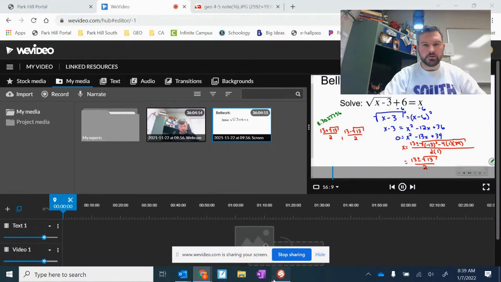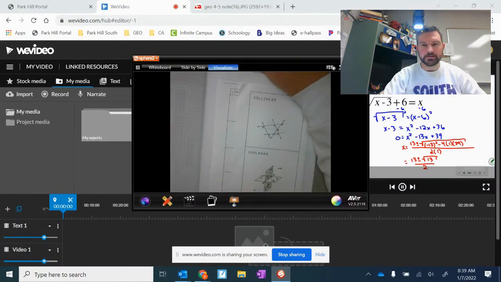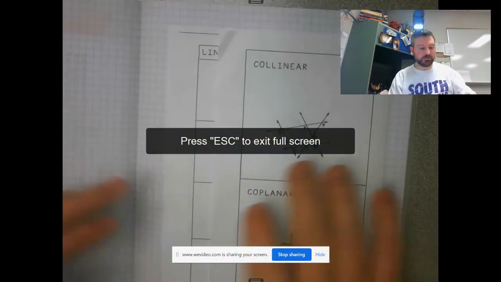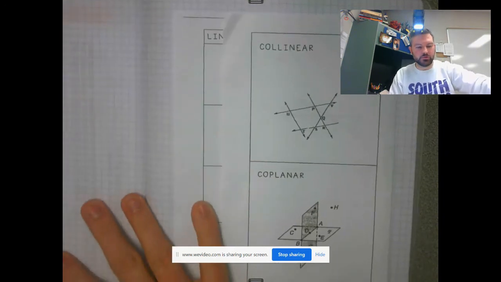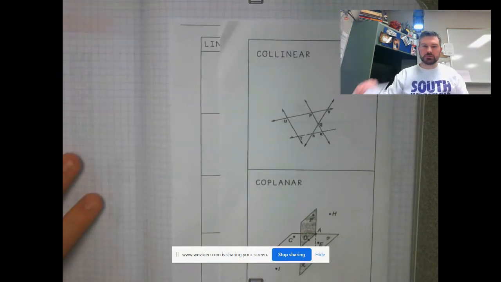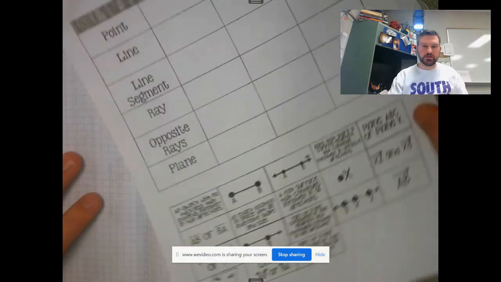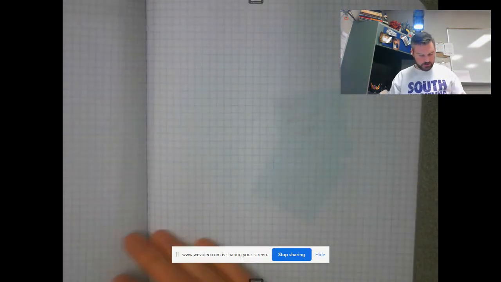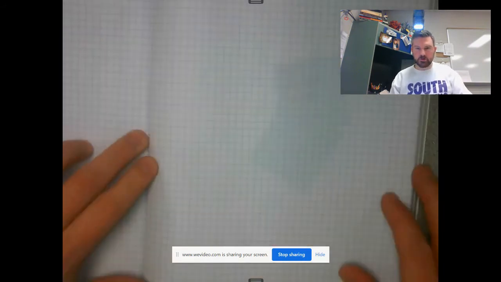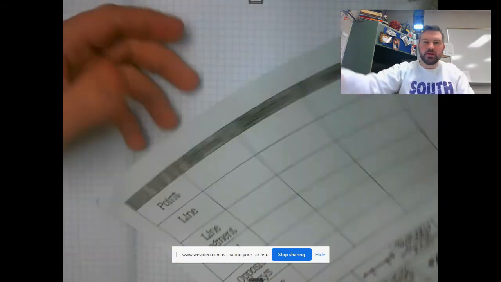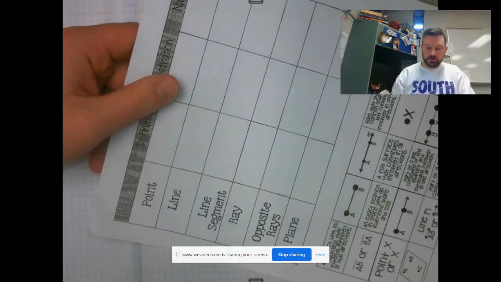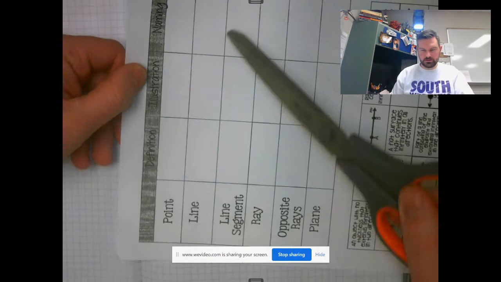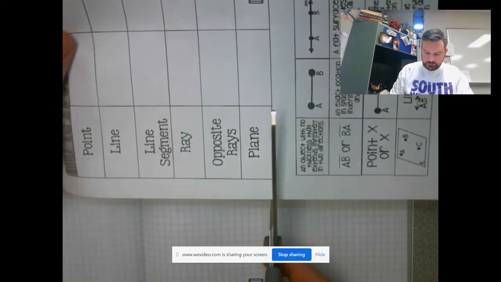All right, we are going to be looking at some new lessons today. So hopefully you've got some handouts. If not, we'll get those to you. So we're going to start with this handout here, and this handout is going to go on page 7. So open up to page 7, and on page 7, you're going to cut out this top portion.